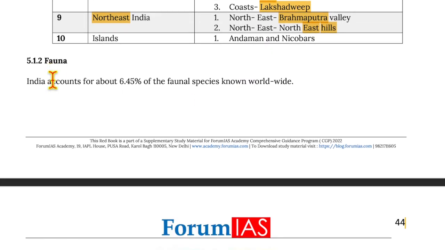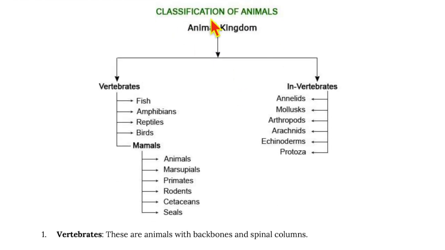Now moving on to fauna. India accounts for about 6.45% of the faunal species known worldwide. Now the classification of the animal kingdom would be into two different groups, which are vertebrates and invertebrates. Invertebrates do not have a central backbone, and vertebrates have a backbone. Vertebrates include fishes, amphibians, reptiles, all three of which are cold-blooded, birds, and mammals.